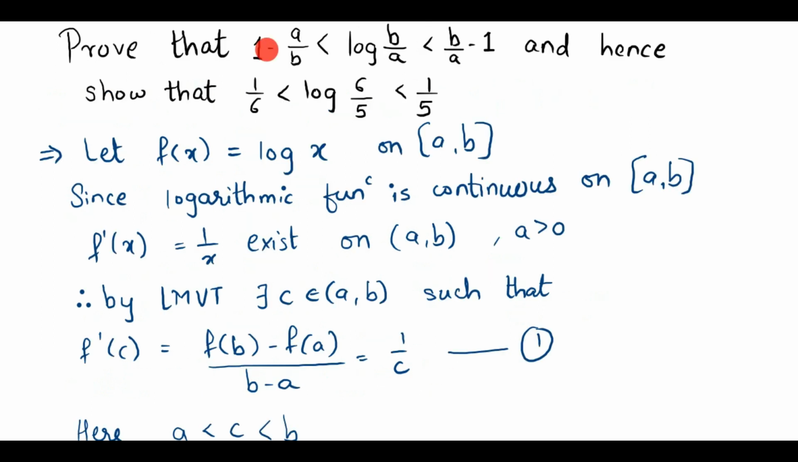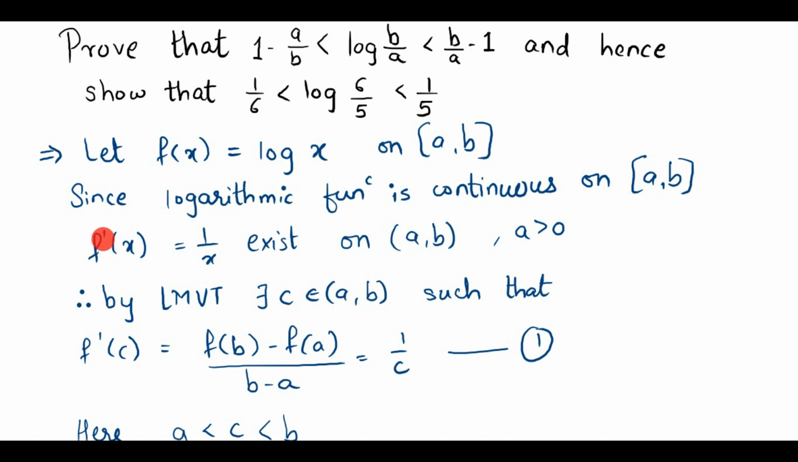Here we have to prove that 1 minus a upon b is less than log b by a, which is less than b by a minus 1. So simply we have to prove this by LMVT. We'll see this next part afterwards. First see this. Just let f of x be equal to log x in the interval a and b. So we have taken the logarithmic function, which is a continuous function. So our first condition is satisfied.